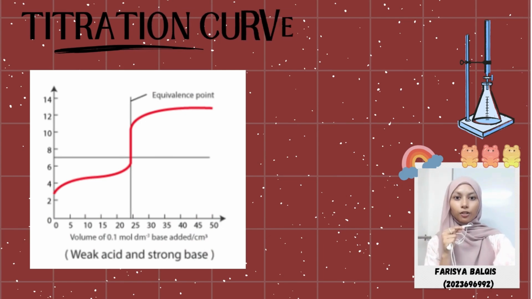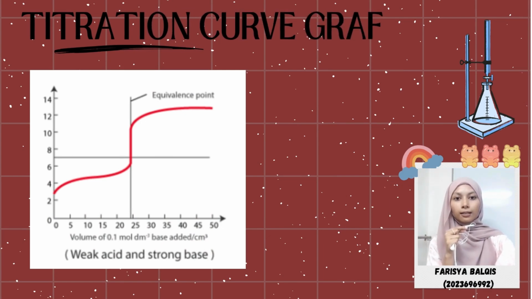Okay, here is the titration curve. This graph shows a titration curve for a weak acid and a strong base. The weak acid is tartaric acid and the strong base is sodium hydroxide. At the beginning, the solution is acidic, so the pH is low. As we slowly add the strong base, the pH rises gradually because the acid is being neutralized.